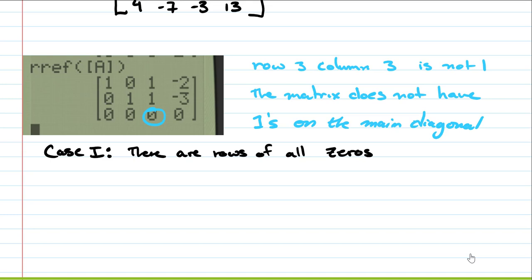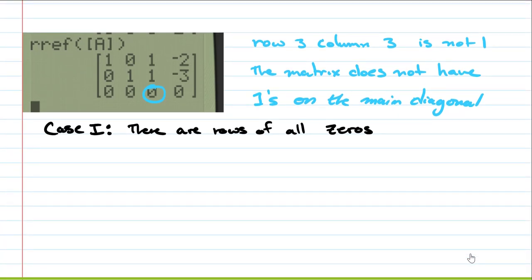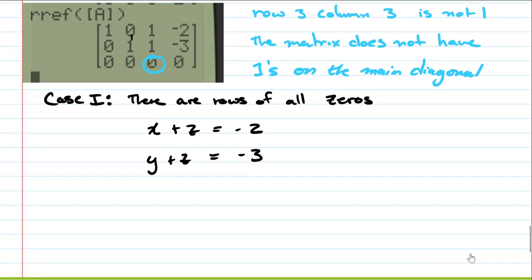So if we were to write out this system, what we would have is x plus 0y plus z is equal to -2. We would have y plus z equals -3. And row 3 would tell us 0 equals 0. Well, that's true, right? So this tells us that there's an infinite number of solutions.